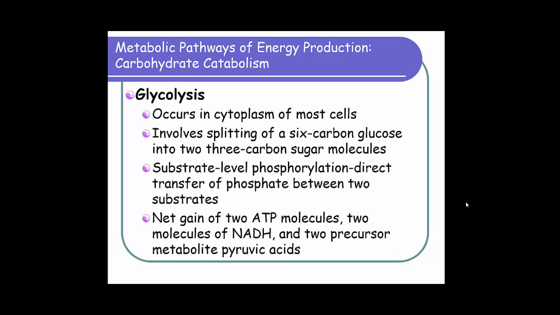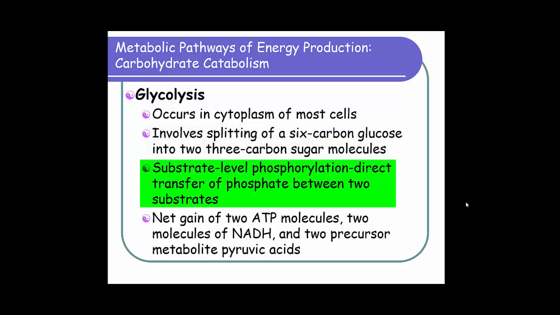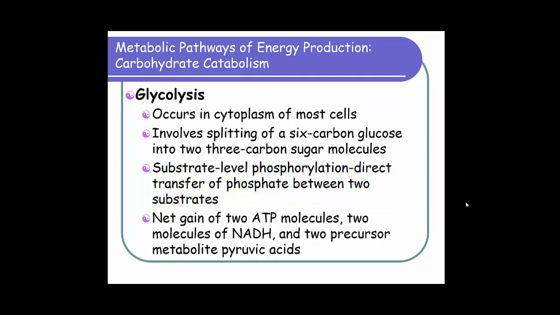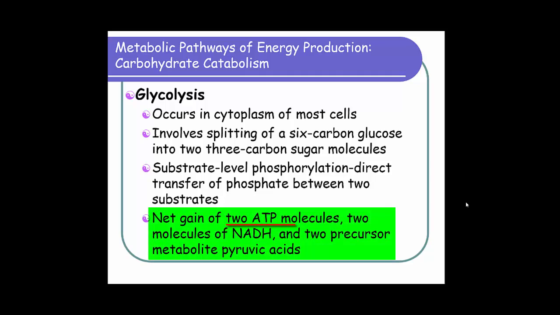Let's start with glycolysis. Glycolysis occurs in the cytoplasm of most cells. It will involve splitting a 6-carbon glucose into two 3-carbon sugar molecules, pyruvic acids. It involves substrate-level phosphorylation, the direct transfer of phosphate between two substrates, and you get a net gain of 2 ATP molecules, 2 molecules of NADH, 2 precursor metabolite pyruvic acids, and 2 waters.